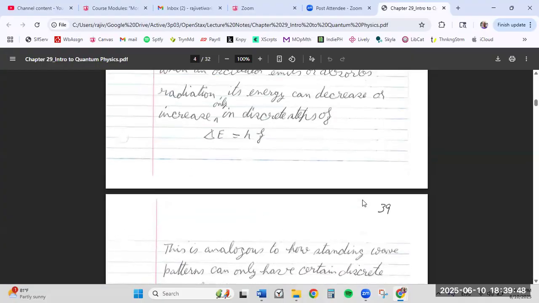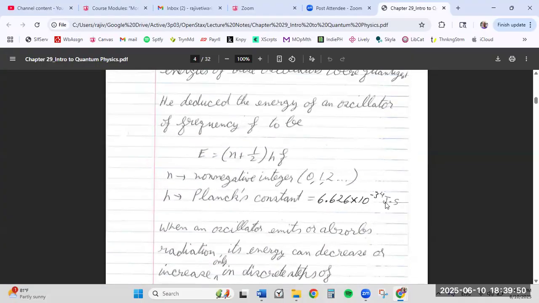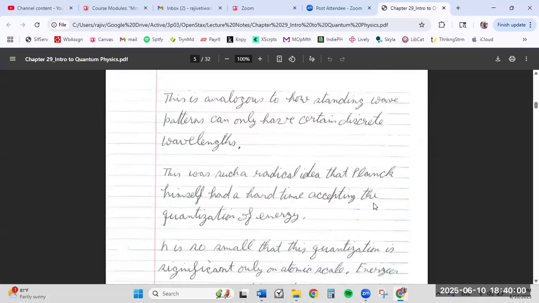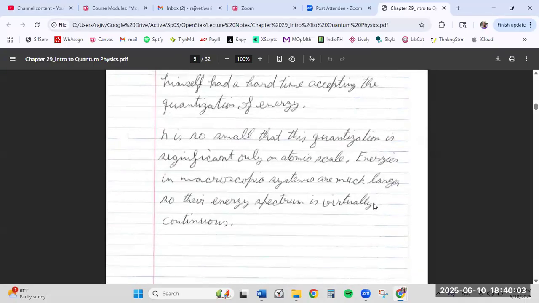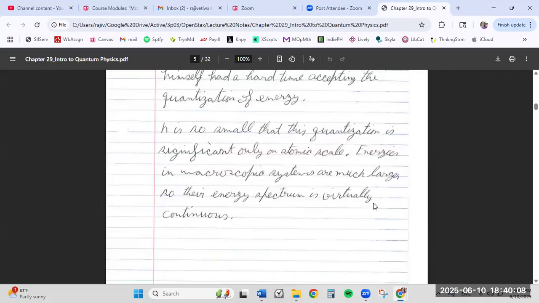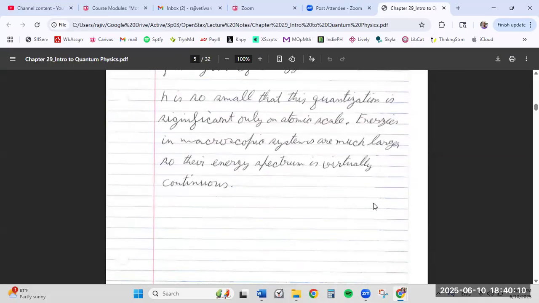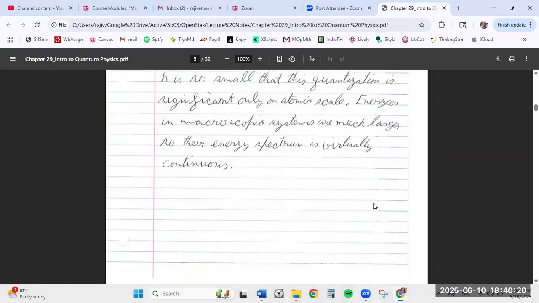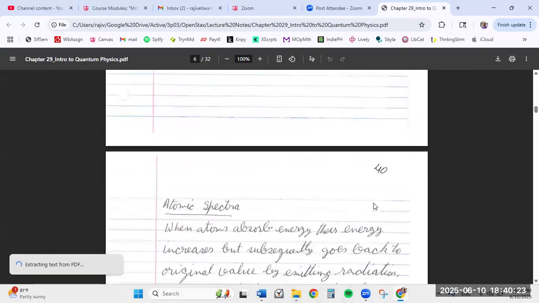Now, if you look at the value of Planck's constant h, it's so small, 10 to the negative 34. And that's the reason why we don't experience this quantization in the macroscopic world. You don't notice that energy can only have certain discrete values. So as far as we are concerned, energy is continuous. Macroscopic objects can have any value of energy.